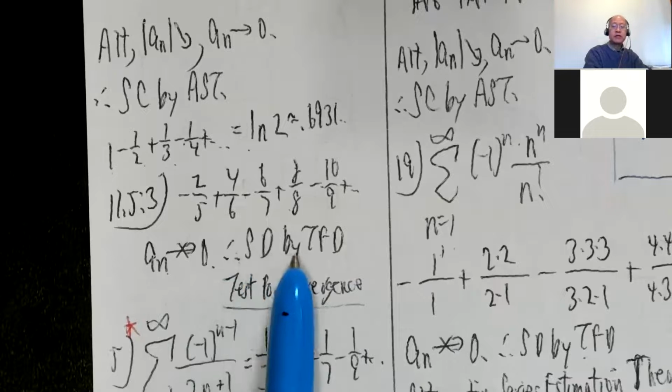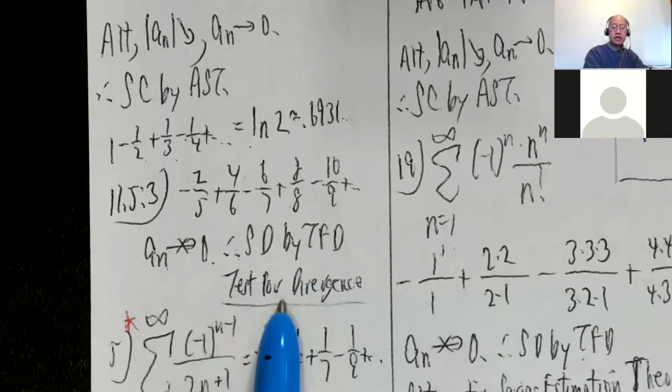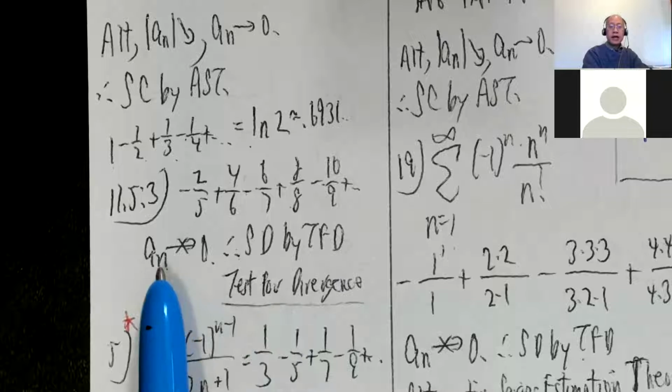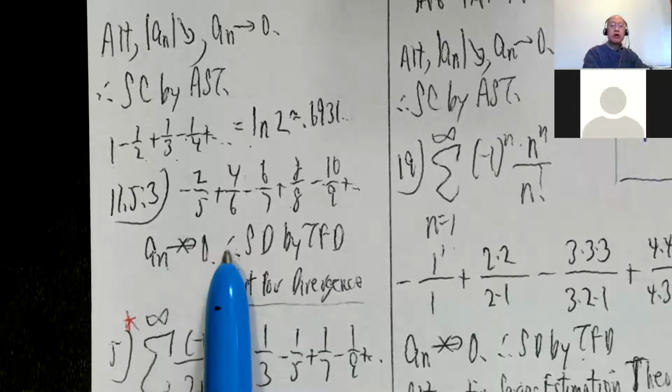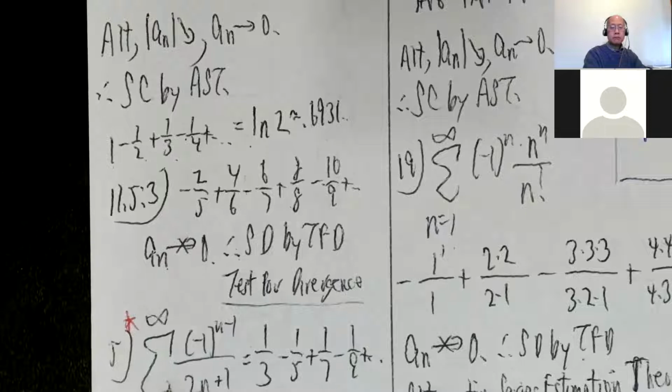So if the a sub n's do not approach 0, therefore the series diverges by the test for divergence. Remember back in section 2, the test for divergence: if the a sub n's do not approach 0, you automatically have a divergent series by the test for divergence.